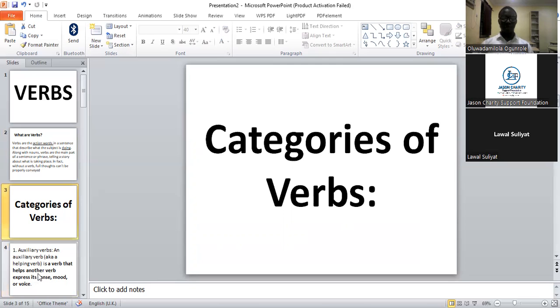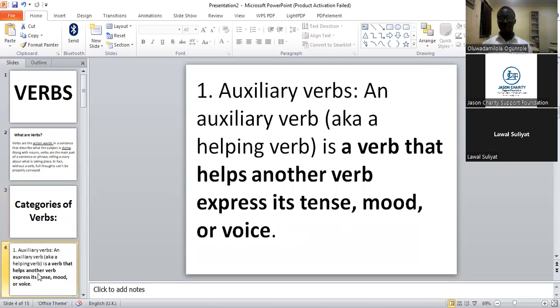For the auxiliary verbs, we have two types. But before we go into the explanation of these two types, we want to know why we call them the auxiliaries. An auxiliary verb, also known as a helping verb, is a verb that helps another verb. It helps a main verb or a lexical verb to express its tense. I want you to underline that. Tense.